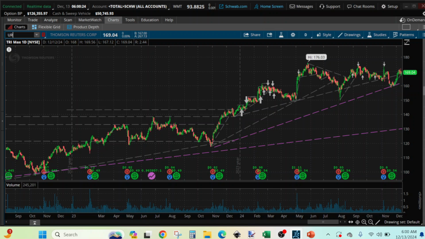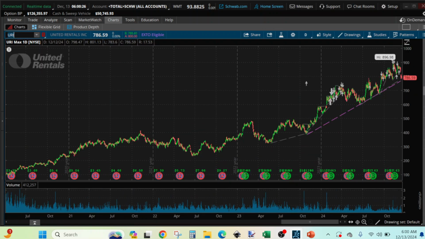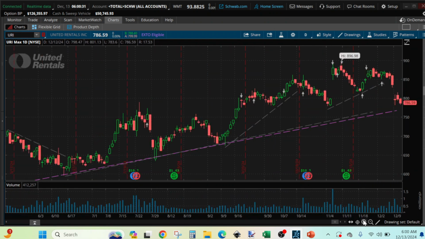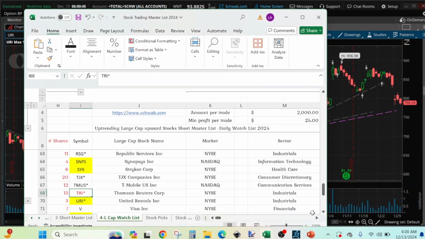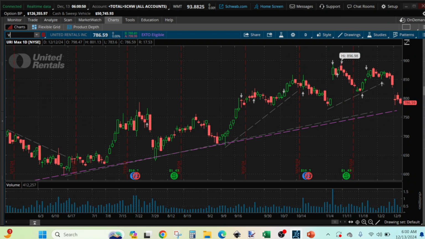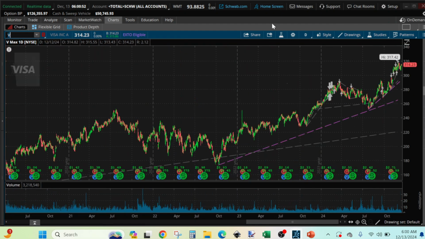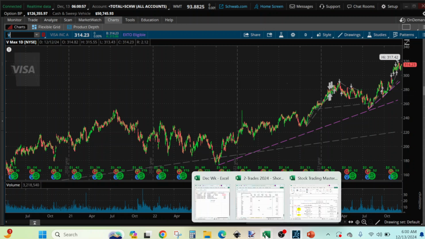So URY, we already bought this. We can just see what is going on. Okay, we bought it there, and it's coming back here and doing those things. So I don't know. Let's just continue observing it to see if we want to buy more at that line or not. V is far from the line we are trading it on, so we just leave it alone.